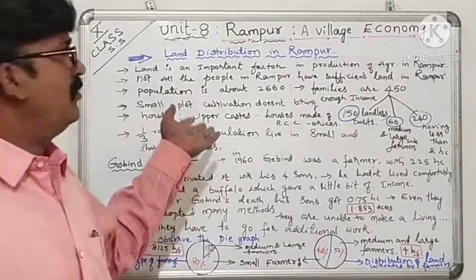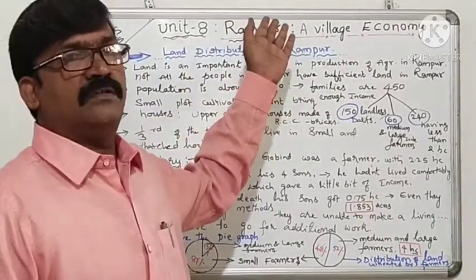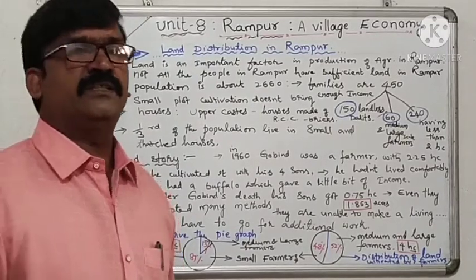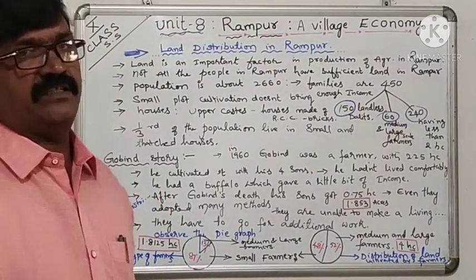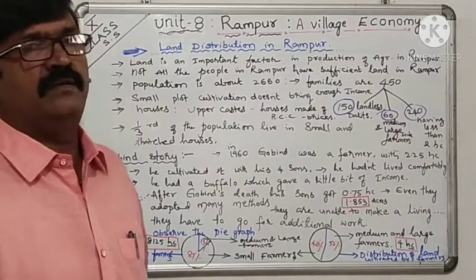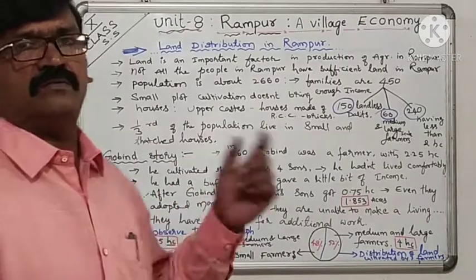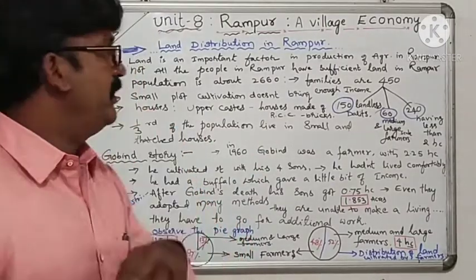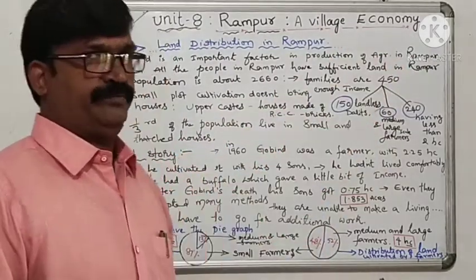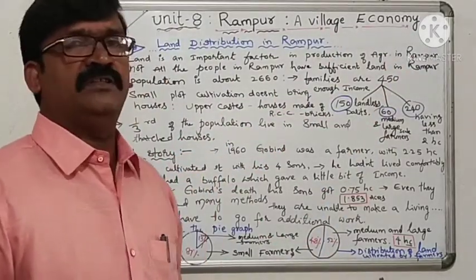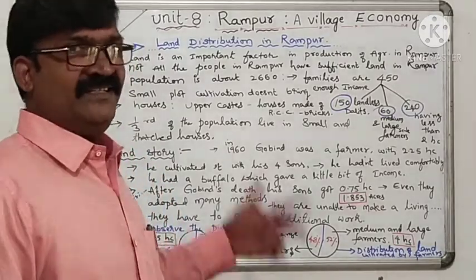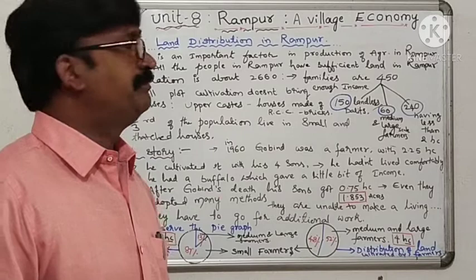We are discussing the village economy. Our 8th unit, Rampur, a village economy. We are discussing the 8th chapter in our social studies. Earlier we have discussed some points. Today we are going to discuss land distribution in Rampur. How the land distribution was there in Rampur and is there in Rampur now itself also.